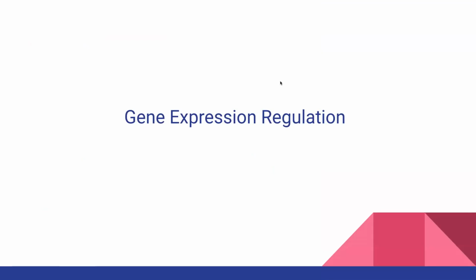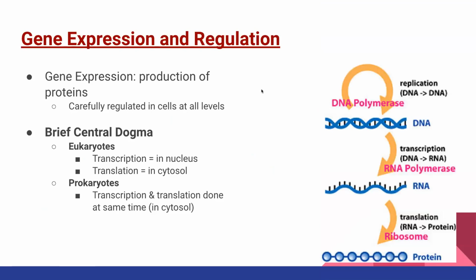And then this last section here, we'll be going over gene expression regulation. Gene expression is carefully regulated in cells at all levels. So just a brief overview of the central dogma. In eukaryotes, transcription occurs in the nucleus, translation occurs in the cytosol. Prokaryotes don't have nuclei, so transcription and translation occur simultaneously in the cytosol.